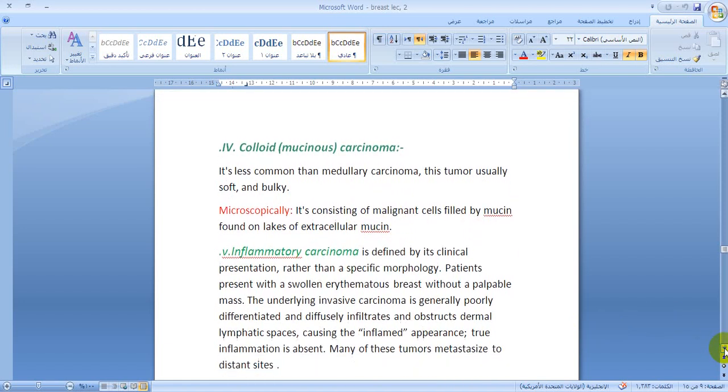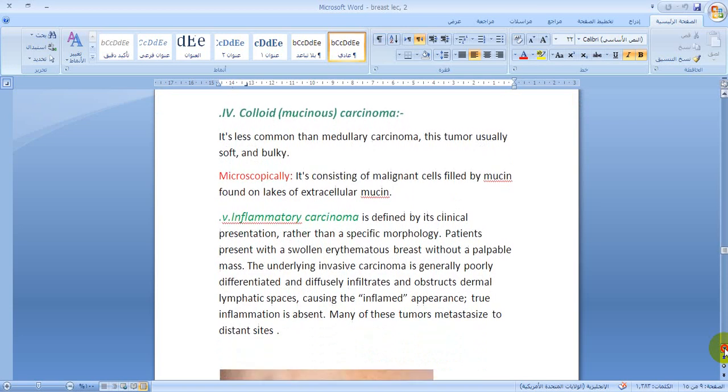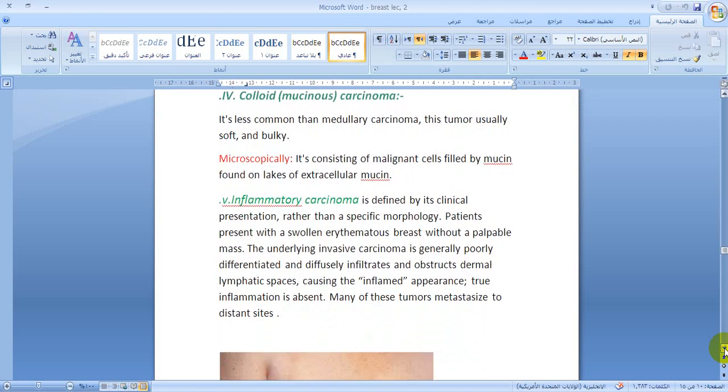ناخذ another clinical presentation للبريست كارسينوما نسمونه inflammatory carcinoma. الانفلاماتوري كارسينوما هي clinical presentation مو morphological type of carcinoma. عندنا type of carcinoma هي ductal carcinoma و lobular carcinoma. من نقول inflammatory carcinoma هي clinical presentation، تجي الفيميل تشكيلك as clinical presentation.